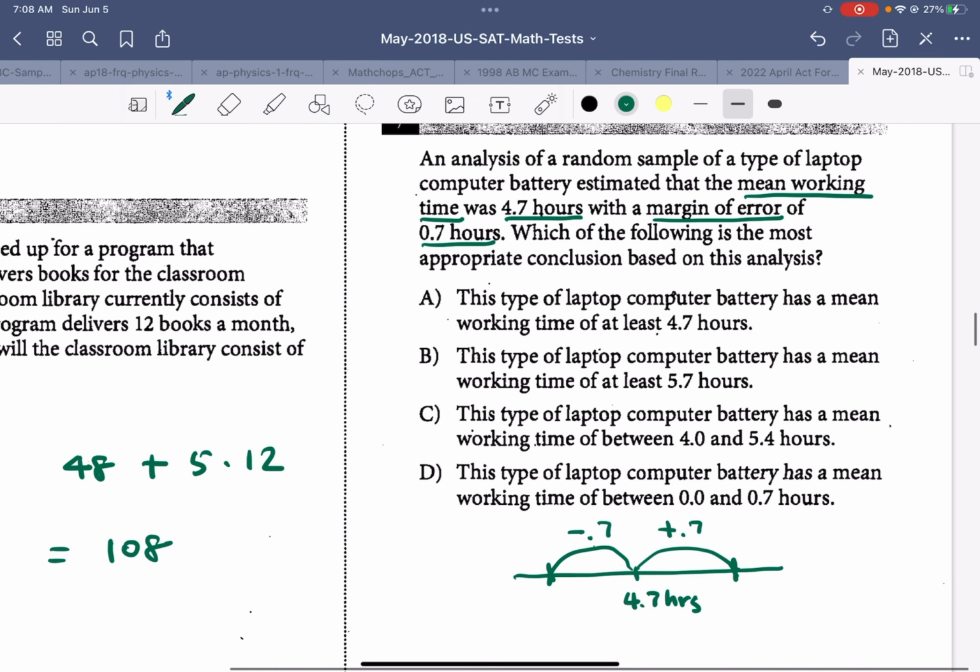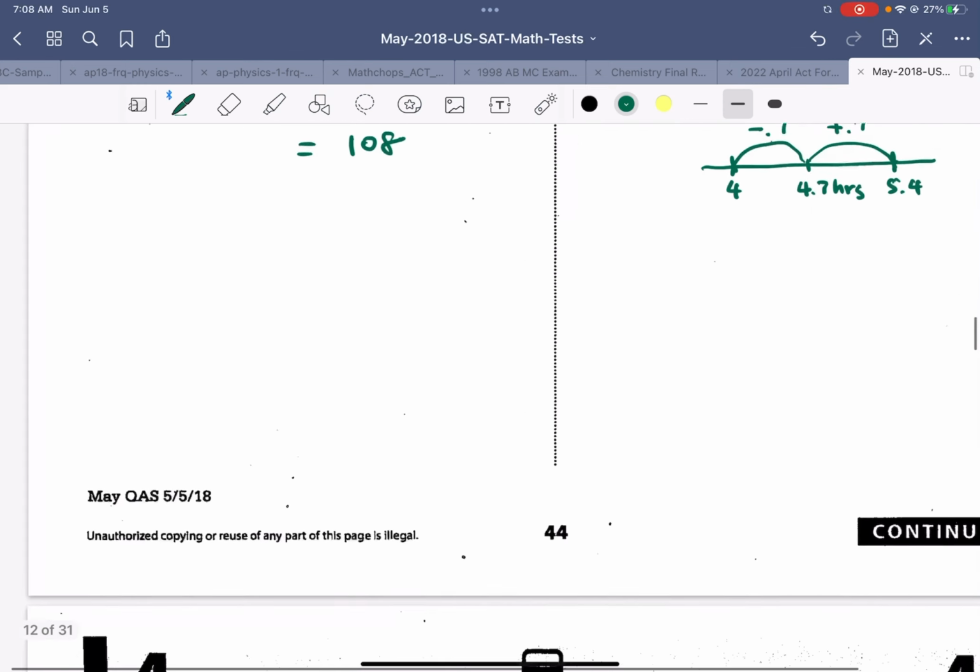So 4.7 plus 0.7 is 5.4. And 4.7 minus 0.7 is 4. So anywhere between 4.0 and 5.4 hours, the mean working time will be located. So should it be C? Okay. So mean working time should be between 4 and 5.4 hours using margin of error.